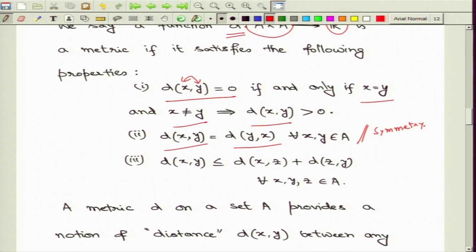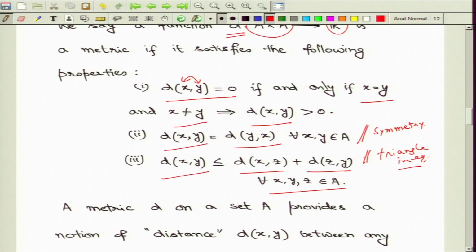And finally, we also go back to the triangle inequality for a distance function. The triangle inequality says that if you have 3 points x, y and z coming from that set, then if we look at the line segment joining x and y, its length should be less than or equal to the sum of the lengths of the line segments from x to z and z to y.